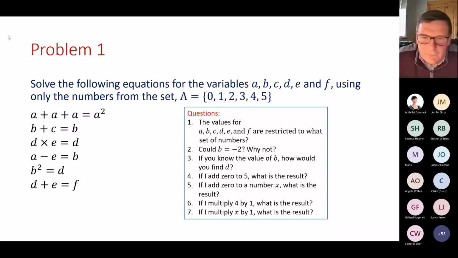Now, an important property of numbers here, if I add 0 to 5, what is the result? So knowing that that is 5 will be helpful. And if I add 0 to any number x, what is the result? And also, if I multiply 4 by 1, what is the result? Again, that's going to be useful to find one of the numbers. 4 by 1 is 4, or x by 1 is x. And they'll see that popping up in one of the equations.